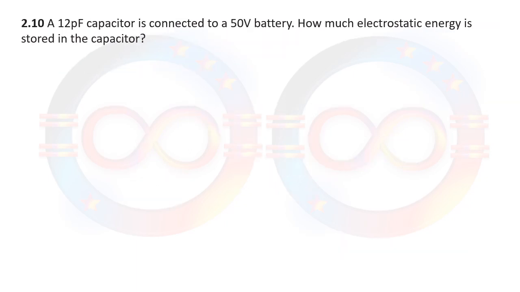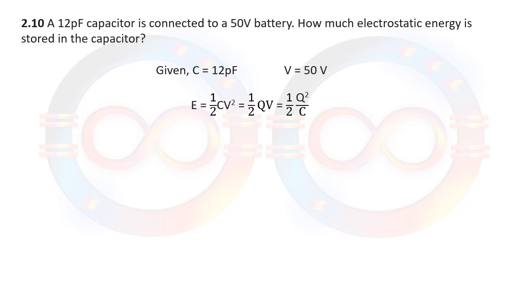In this question, a 12 picofarad capacitor is connected to a 50 volt supply. How much electrostatic energy is stored in the capacitor? If you see the formula of energy stored in a capacitor, it is half CV square if C and V both are given, or half QV if charge and voltage both are given, or half Q square upon C if charge and capacity both are given. But here in this question, C and V both are provided. We have to apply half CV square.